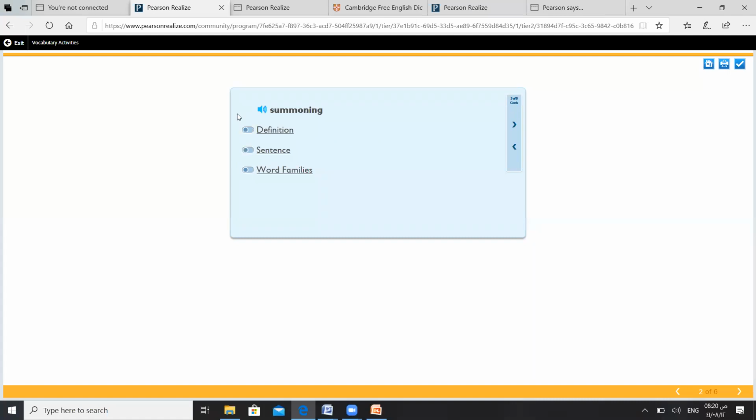Summoning. Stirring to action, rousing. The meaning of summoning is to call someone, to call or recall, or to meet. Summoning, to order someone to come, also summoning.